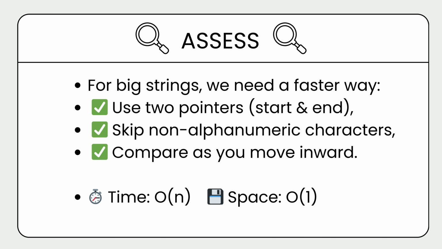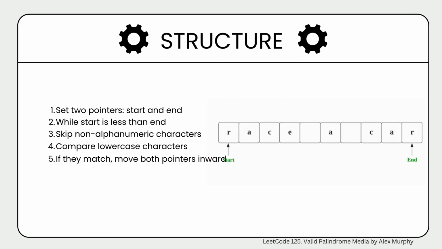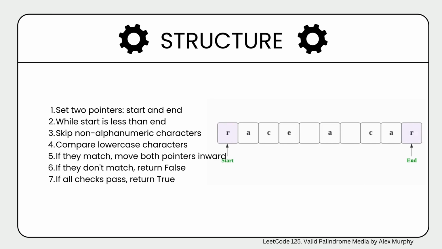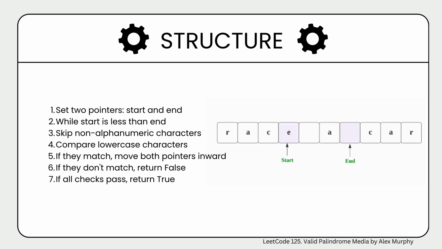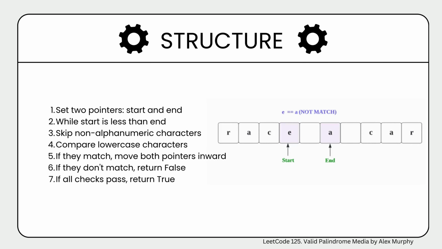Here's the plan. Initialize two pointers, one at the start, one at the end. While the pointers haven't crossed, skip any non-alphanumeric characters at each end. Compare the characters, converting both to lowercase. If they match, move both pointers inward and continue. If they don't match, return false, it's not a palindrome. If all checks pass, return true.